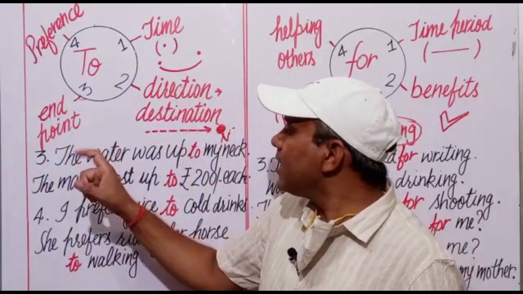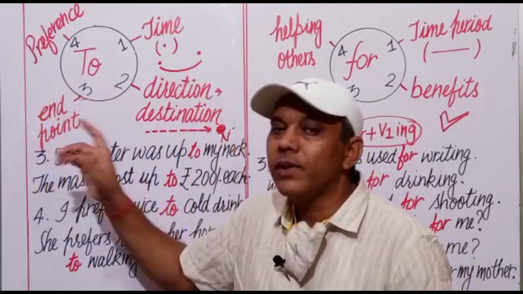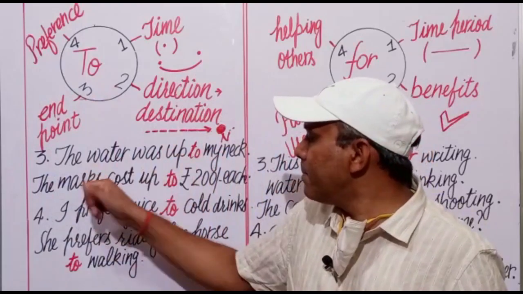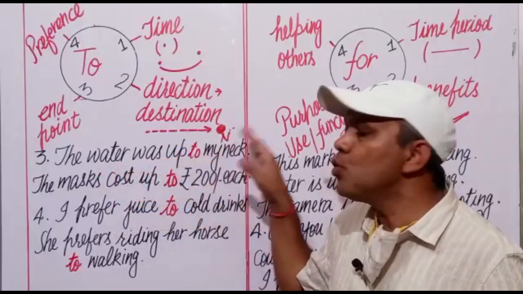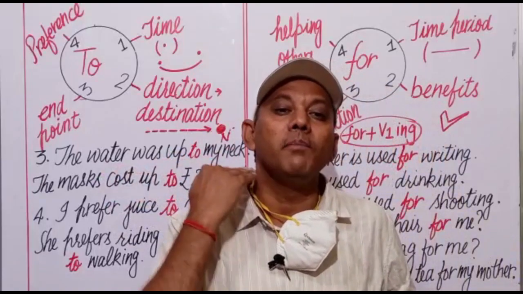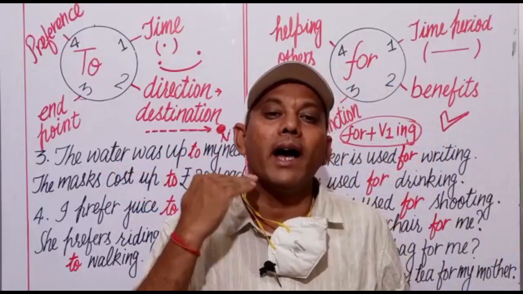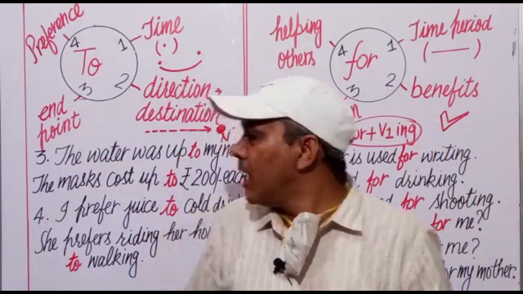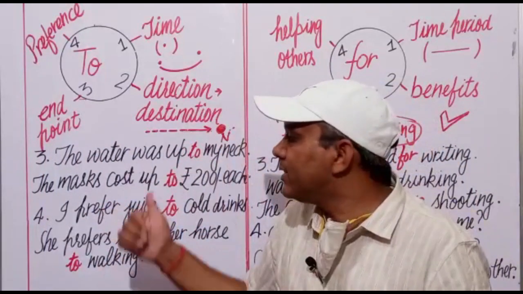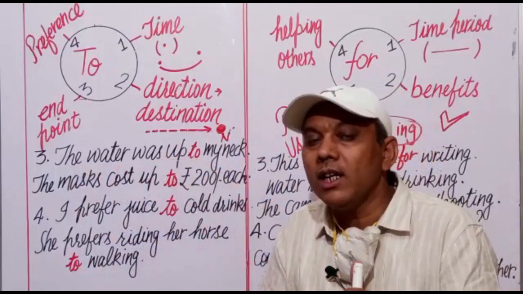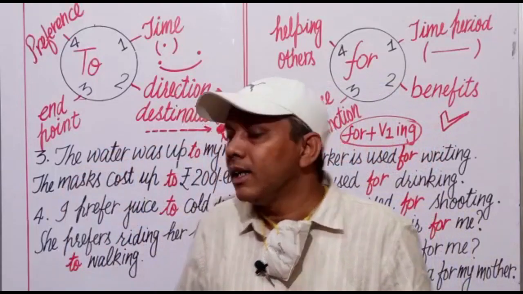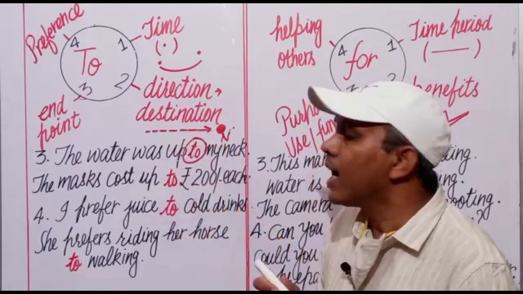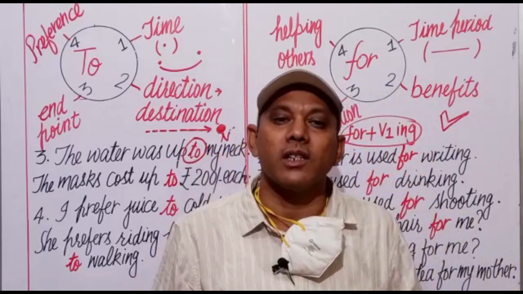Now, let us discuss the use of to in case of end point, meaning up to a specific point. For example, the water was up to my neck. The water was, meaning the level of water was up to my neck. When I swam in the swimming pool yesterday, and I tell someone that the water was, which water? The water in the swimming pool. The water was up to my neck. This is a specific end point of the level of water.